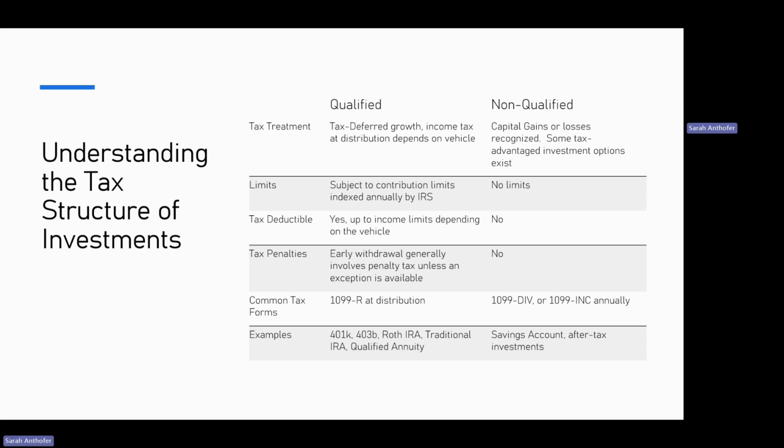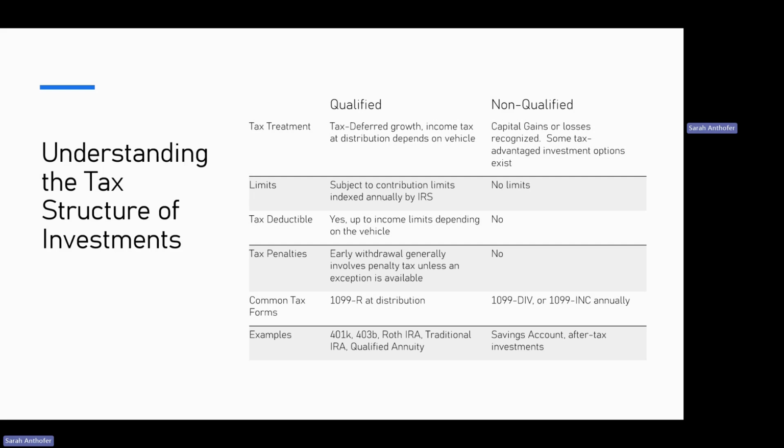Limits. Because the IRS is giving us tax-deferred growth on a qualified account, they are going to make sure that those are subject to annual contribution limits. That's going to be indexed annually by the IRS. Different products for a qualified investment will have different limits. So for example, an IRA has different limits than a 401k. We'll talk a little bit about that, but the limits are different.